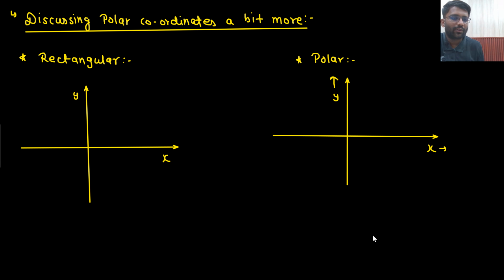Sir, we already know about polar coordinates. So why are we studying again? Just to understand some new topics. So, what is the polar coordinate system that we already studied? In the 2D coordinate system, we have two kinds of coordinate systems, the rectangular coordinate system and the polar coordinate system.